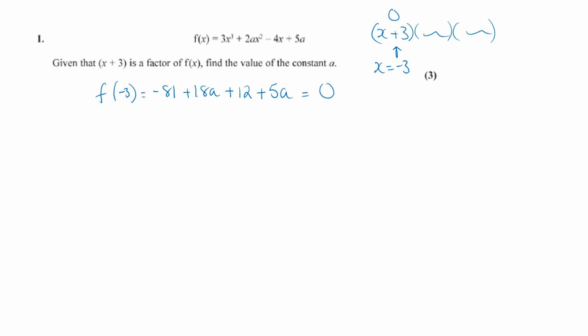So now we just need to collect all our a's. 18 plus 5 is going to be 23a, minus 81 plus 12 is minus 69, on the other side is plus 69, so a is going to be 69 divided by 23, which is 3.